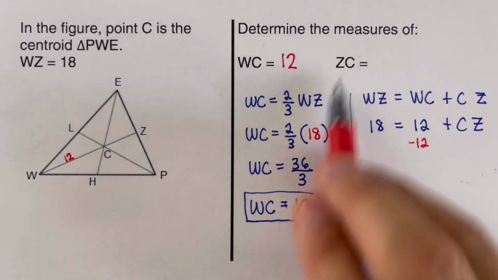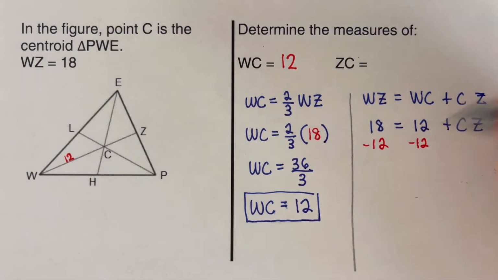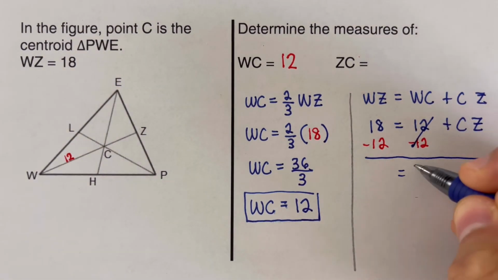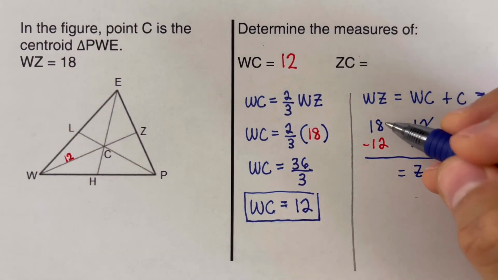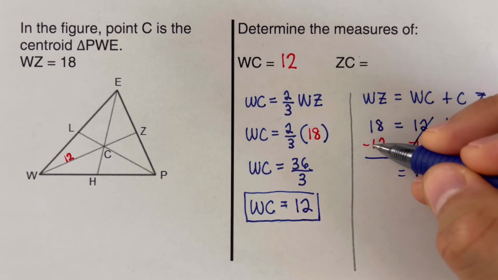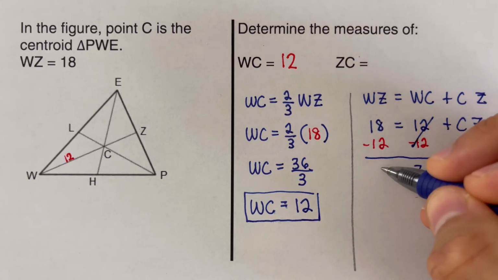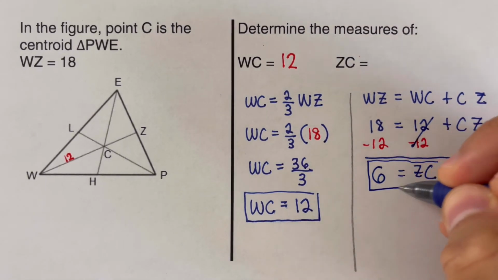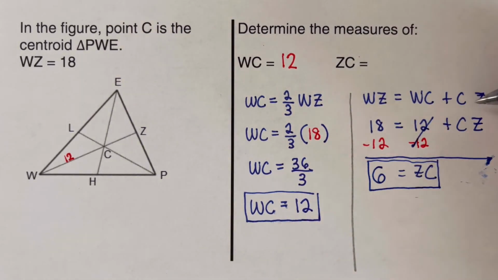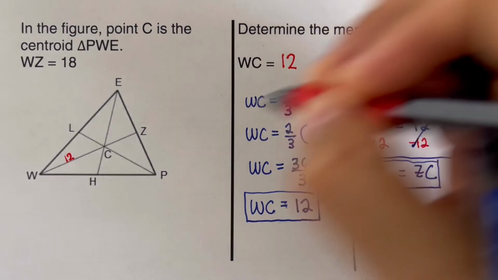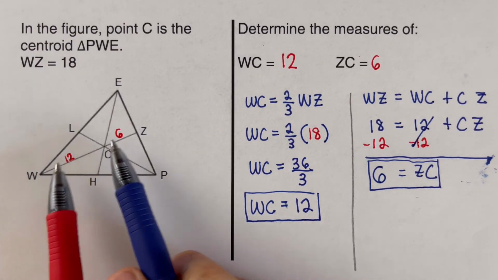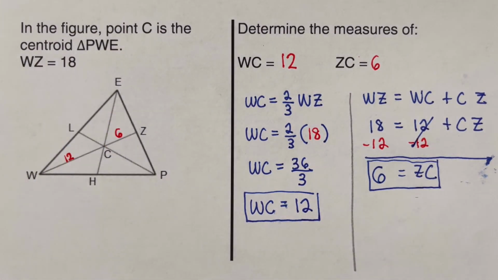It doesn't really matter. You can switch that. So that's minus 12 so that we are left with ZC is actually 6. 12 minus 18 minus 12 is 6. So this is the length of ZC. You can switch it around, CZ, it doesn't matter. So this is 6 right here. And this makes sense because if we add 12 plus 6 is equal to 18.